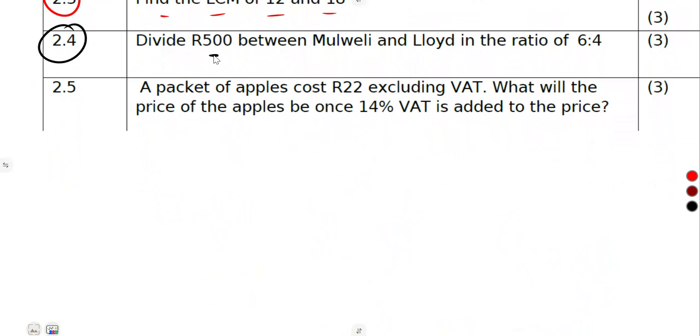2.4, divide 500 Rand between Muleli and Lloyd in the ratio 6:4. Divide, that is a share in that ratio. So in order for you to share, you must have the total ratio to correspond to the total amount to be shared. So the total ratio is 6 plus 4, which is 10. You see, guys, it's just a repetition.